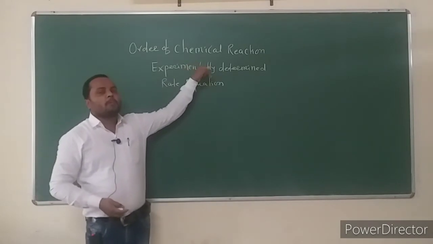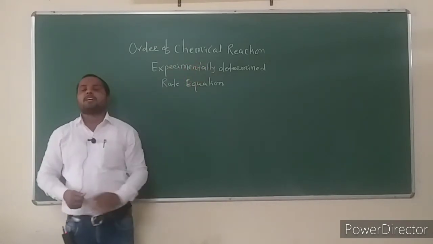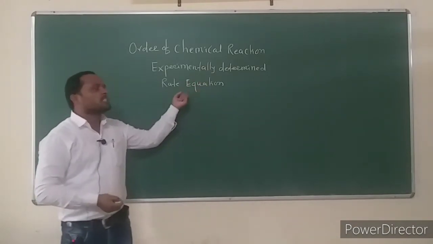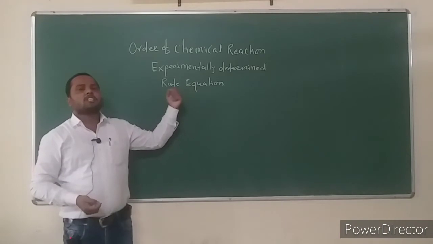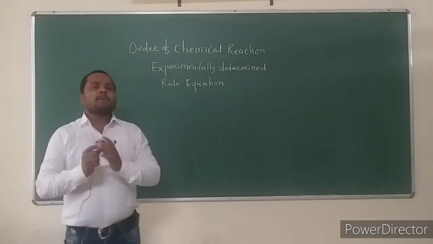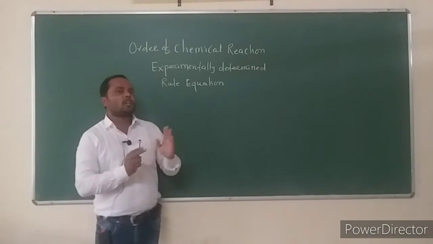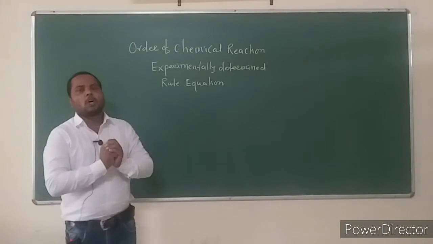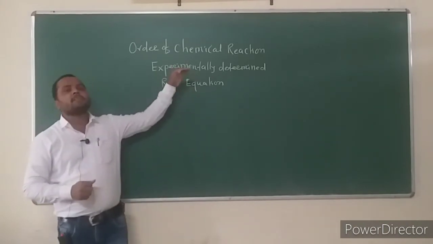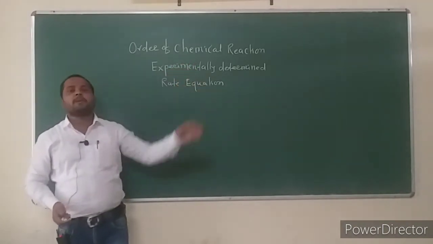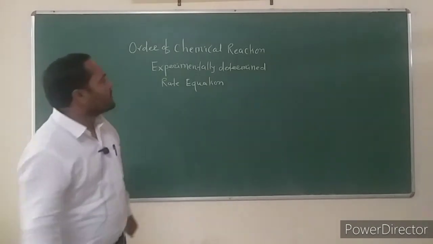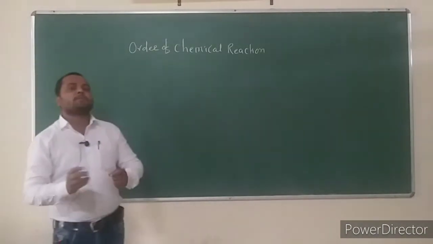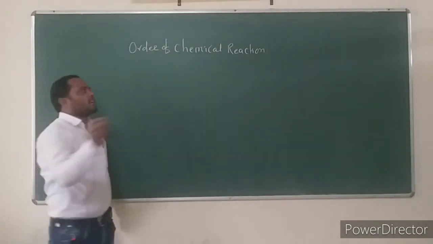What is the order of chemical reaction? The order of chemical reaction is an experimentally determined quantity and it is determined from the rate equation or the rate law for the given chemical reaction. We can write the rate law for a particular chemical reaction, and with the help of this rate equation we can determine the order of chemical reaction. Consider an example. How to determine experimentally the order of chemical reaction?